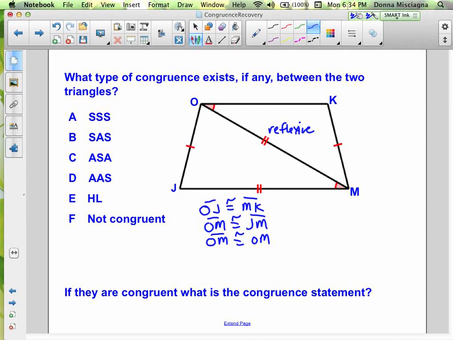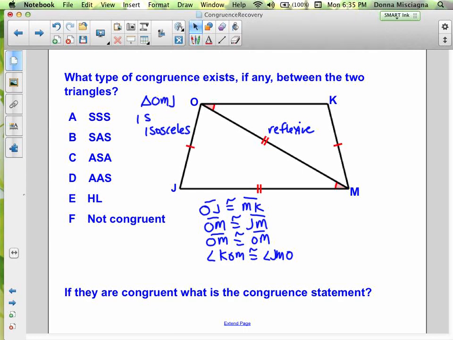OM also happens to be congruent to JM, so we do know a little extra piece of information here: triangle OMJ is an isosceles triangle, because it does have two sides congruent. Do we know anything else? Well, we know that angle KOM is congruent to angle JMO. Right, so those are the things we know. We have four pieces of congruence between the two triangles.